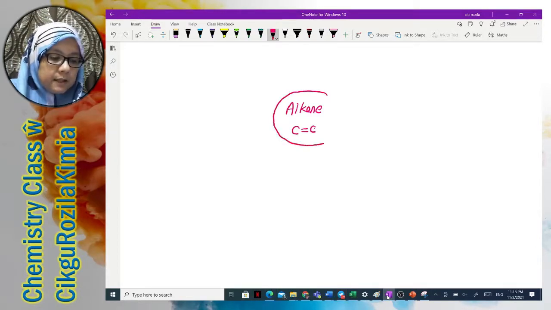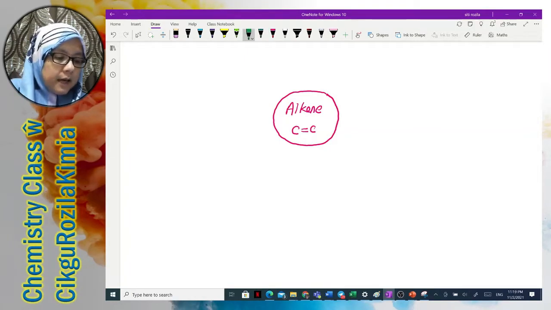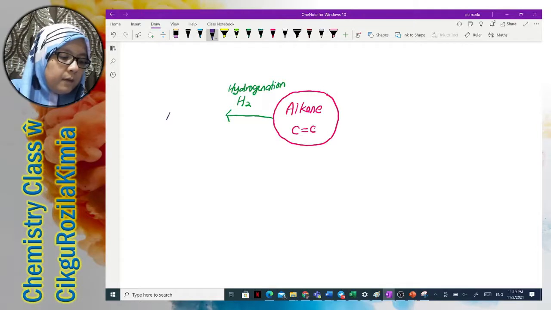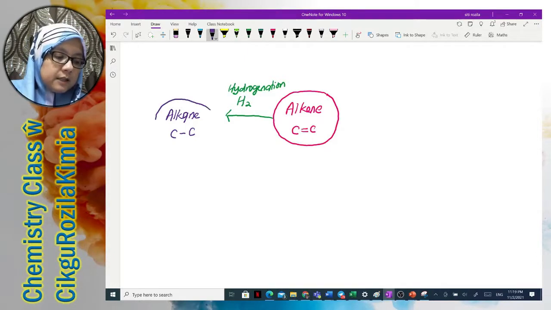The chemical properties of alkenes that involve interconversion of two homologous series is when alkene is added with hydrogen gas. This reaction is known as hydrogenation. When alkene is added with hydrogen, it will form alkane. This is where the interconversion occurs. You have known that alkane has only single covalent bonds between its carbon atoms.